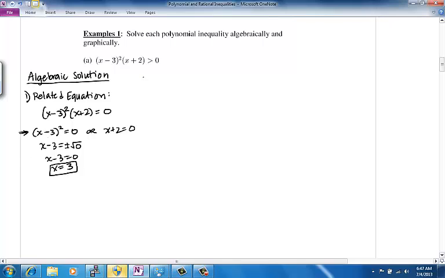So be careful of that as a frequent error that I see, to take positive and negative 3 instead of the positive and negative 0. And then on the other equation, we just get x equals negative 2. So we have two numbers to put on our number line. And make sure you put them on in the correct order. So we want to have negative 2 to the left of 3.